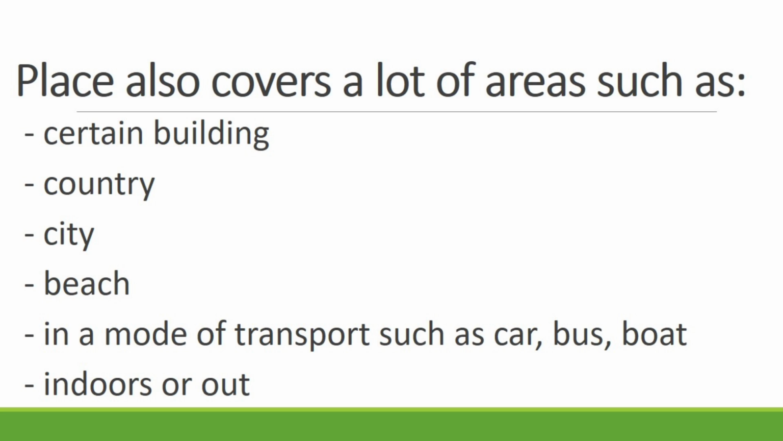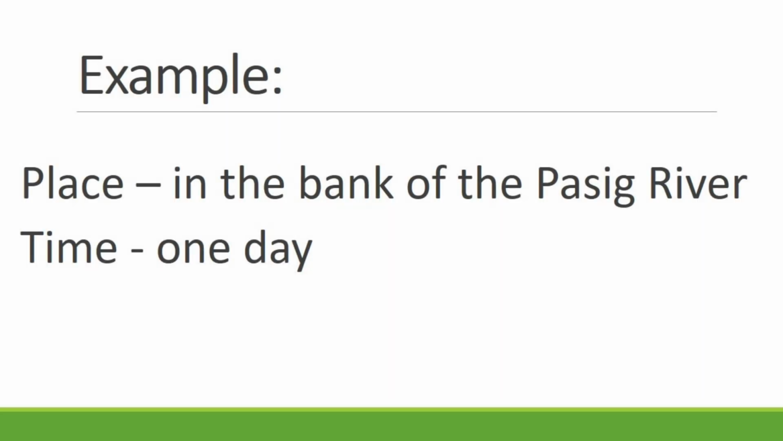The environment includes geographical locations such as beach or mountains, the climate and the weather, and the social or cultural aspects such as the school, the theater, meeting, club, etc. And for our example, in the story of the crocodile and the peahen, we have the place as in the bank of the Pasig River. And for the time, it's just stated that it happened one day.